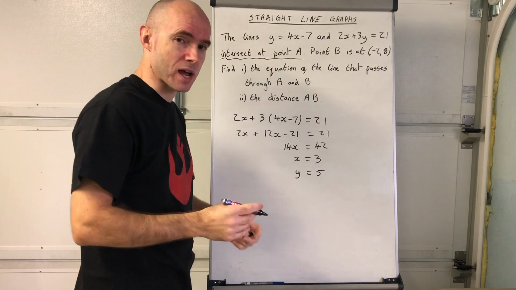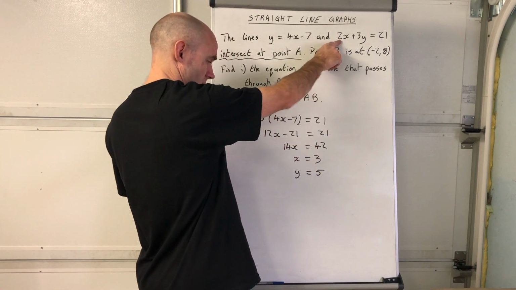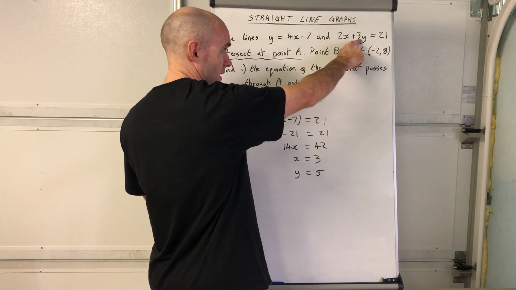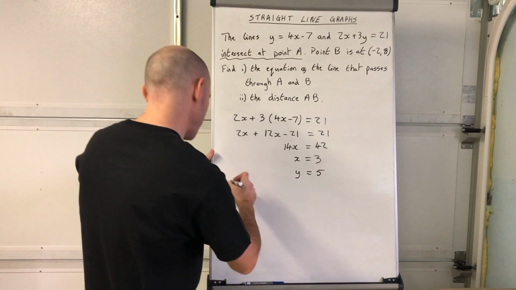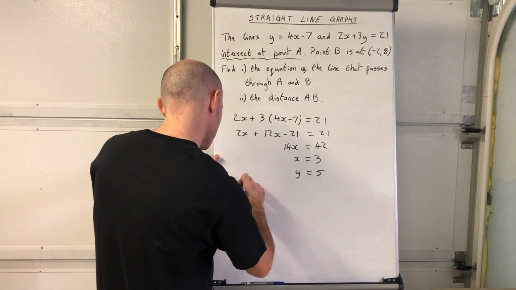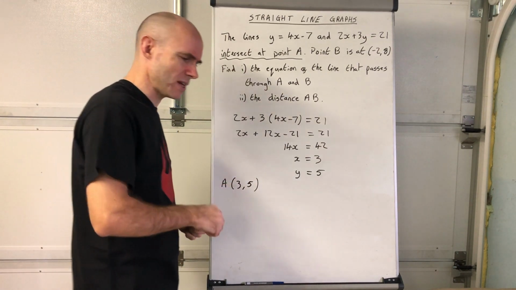Of course, we should just check that it works with the other equation as well. So substitute these in. So 6 plus 15, that's 21. Great, that works. So what that means is point A has got coordinates 3, 5. Okay, and then we go on to the next part of the question.